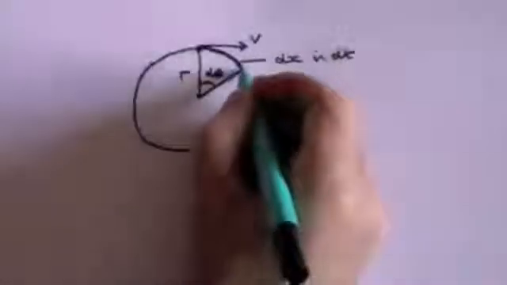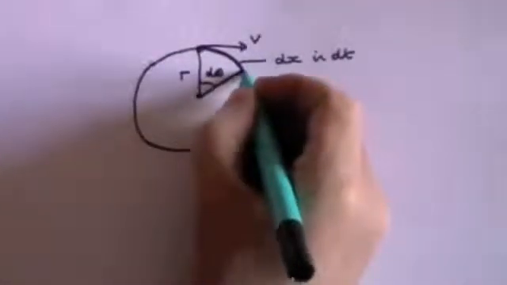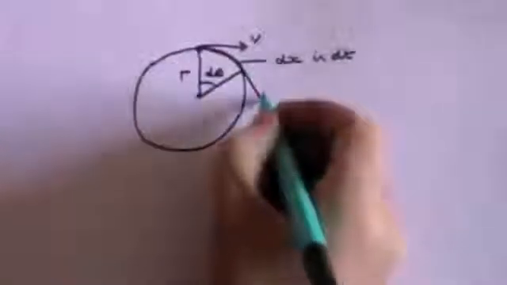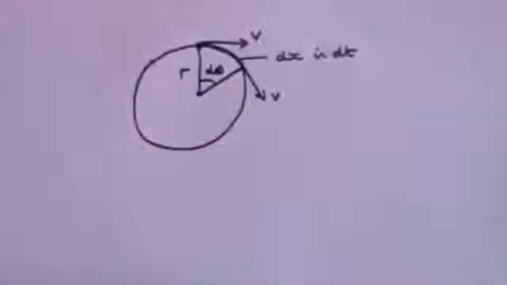And when it gets to here, of course its speed is still v, because it doesn't change its speed, but the speed is now in a different direction. And if the direction of the speed changes, then it has been subjected to an acceleration, and that's what we're trying to find out.